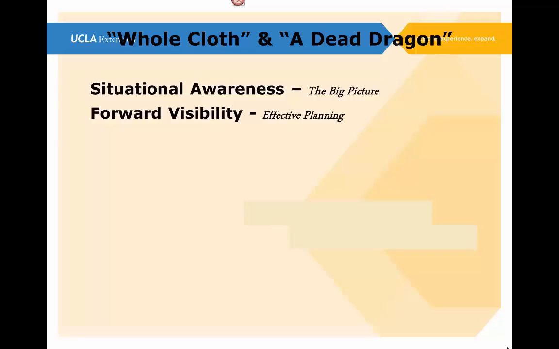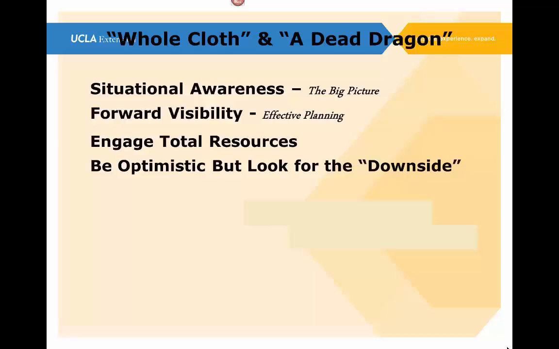And then forward visibility, effective planning. Work your plan, protect your baseline, and make sure that you don't compromise your baseline as you're going through the planning cycle. Engage your total resources. Use your team wisely. Practice really good leadership. Make sure that you're using your resources and you're keeping them healthy and happy and respecting each other and working together well.